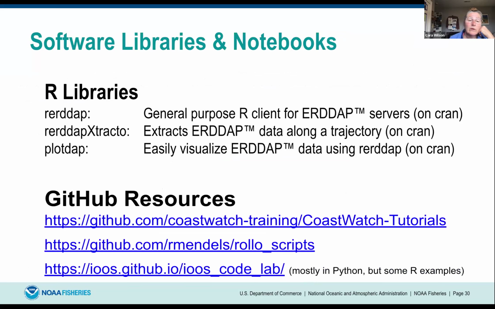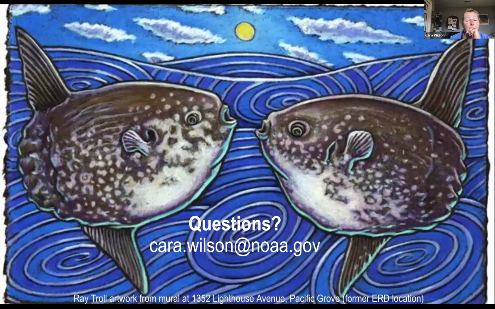There's a number of GitHub resources. There's the CoastWatch training that I mentioned. The scripts that Roy converted from Rollo scripts are on Roy's GitHub site. And then IOOS also has a code library. They're mostly in Python, but they do have some R examples, so you might want to check that out. And that's all I have.